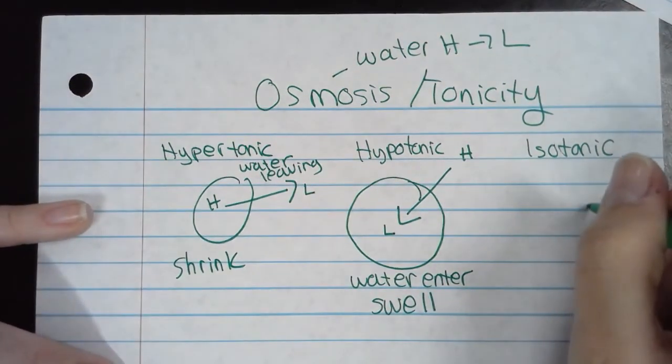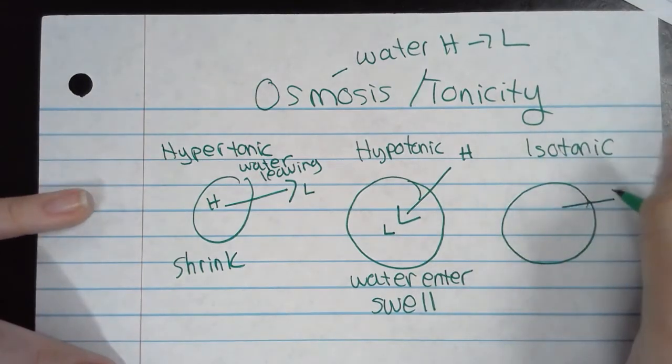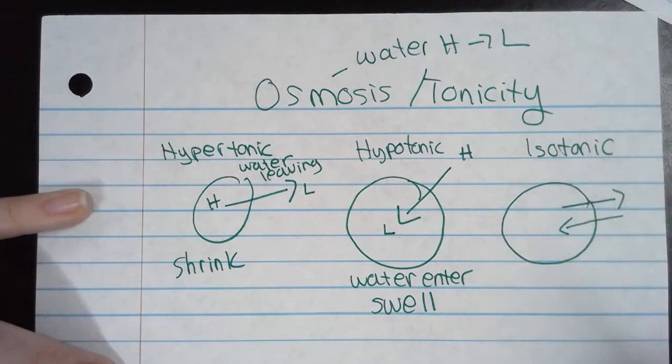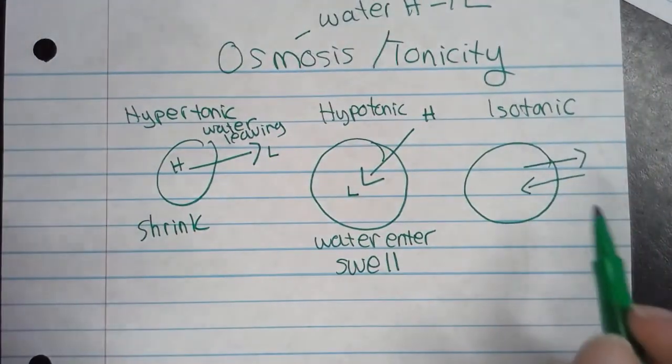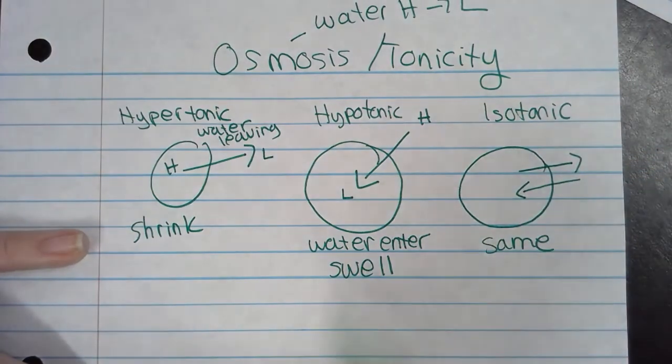Isotonic literally means the same. I have the same amount of water going in as I do out. There's no high-low anywhere because it's the same. So nothing happens to my cell.